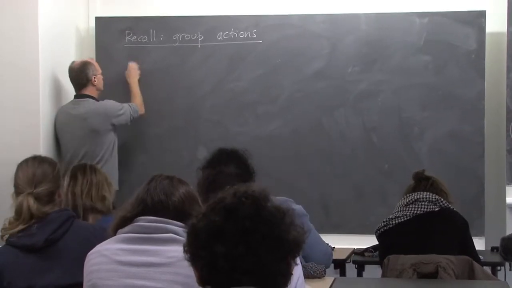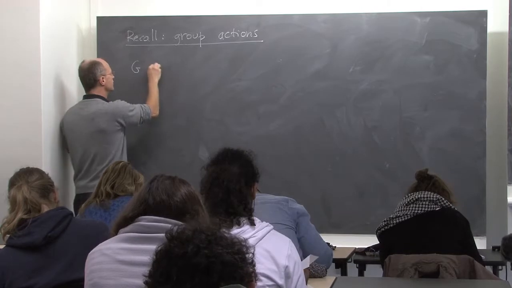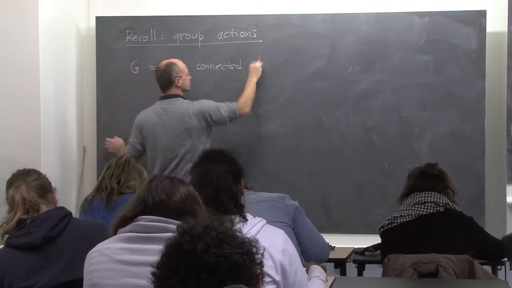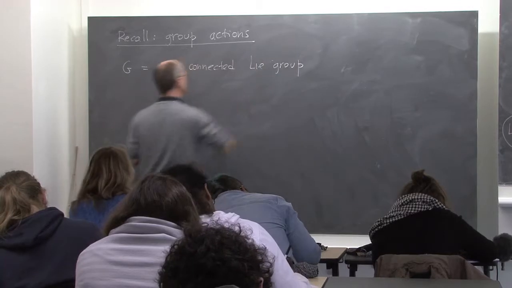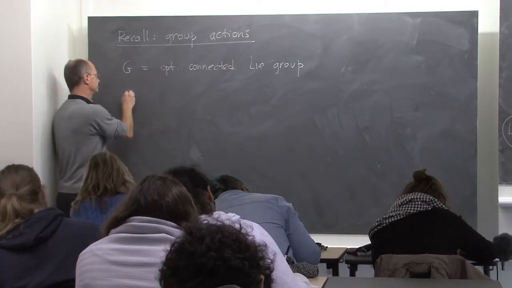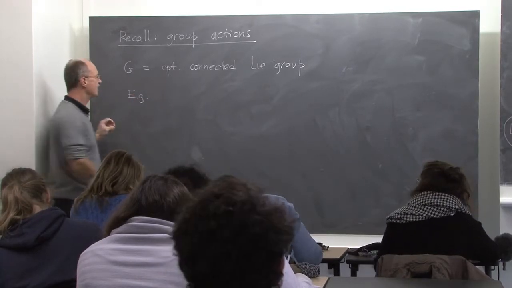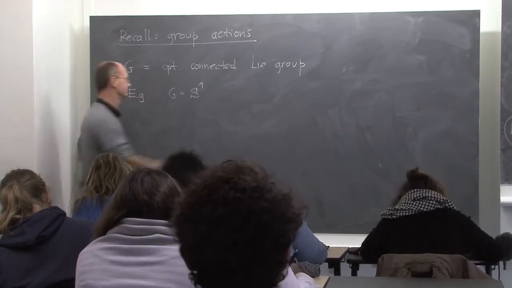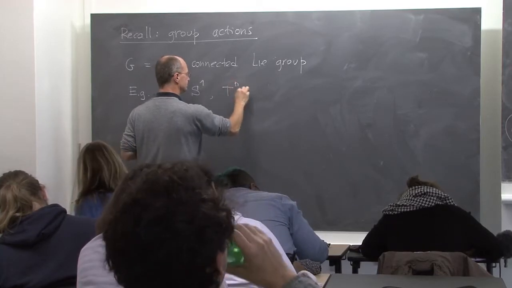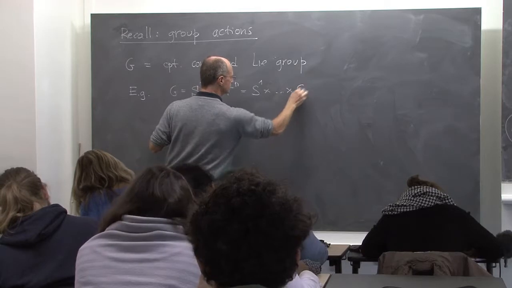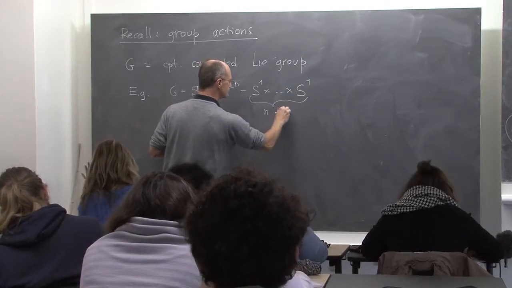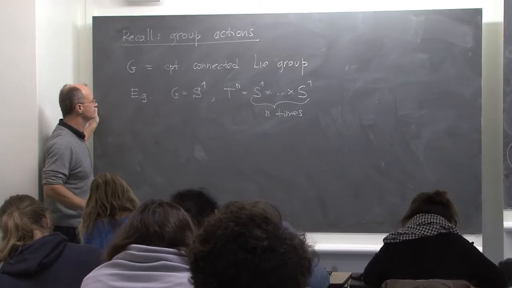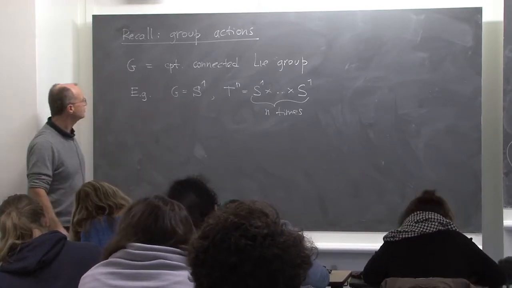Group actions. So we're going to consider a very special type of groups. Our groups will be compact connected Lie groups, and our main examples will be the circle S1, and the torus Tn, which is a product of a circle with itself n times. And of course, non-abelian compact connected Lie groups.